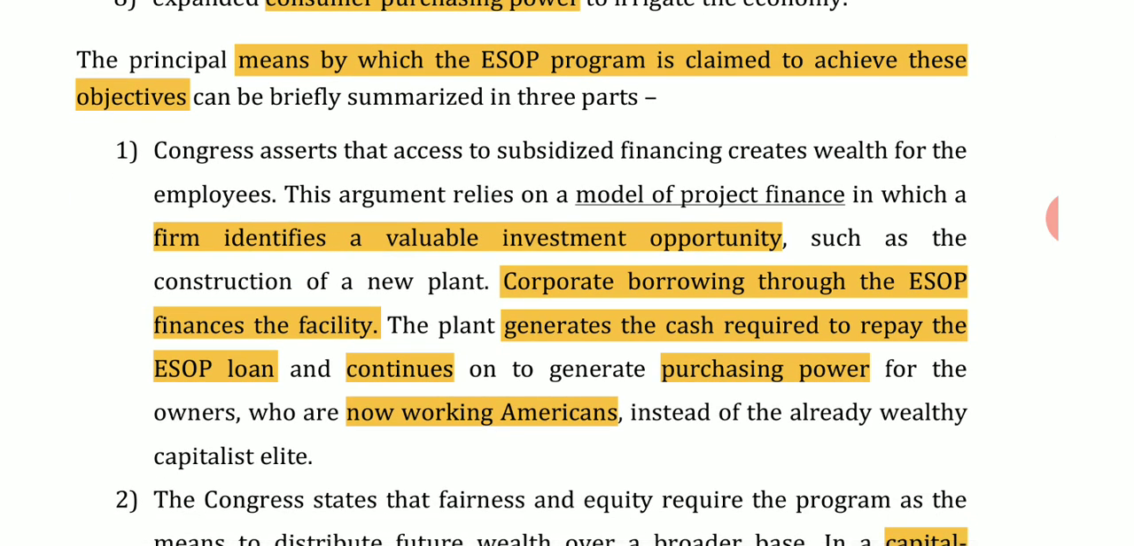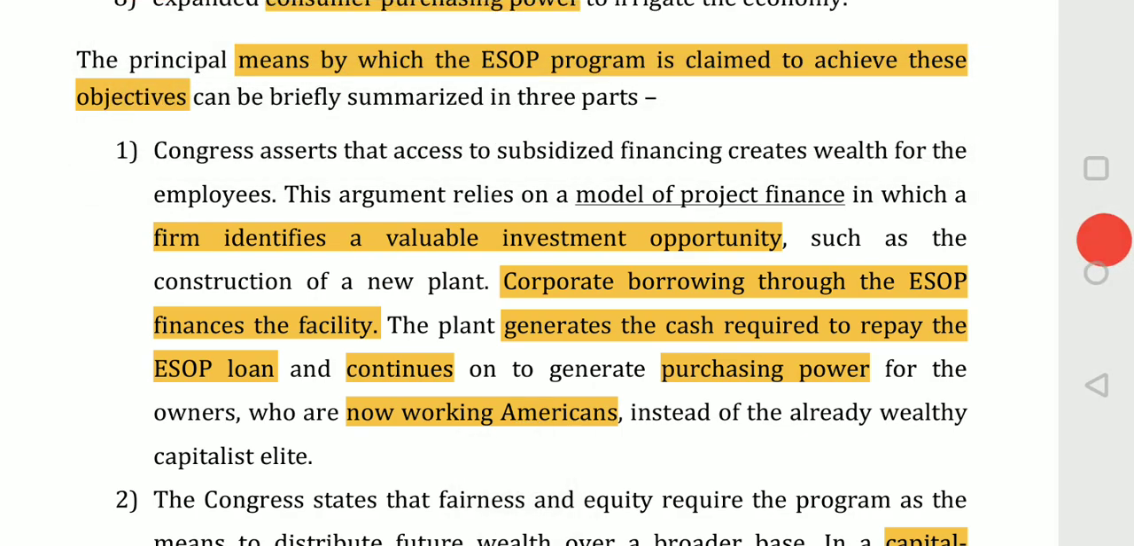Now, the principal means by which this ESOP program was claimed to achieve these objectives was that the firm would identify an investment opportunity. For example, let's say Reliance or some company wants to enter a particular sector, say the furniture sector. Then the company starts borrowing through the ESOP facility. It will issue stocks, which generate the required cash, and once the company does well, it will repay.